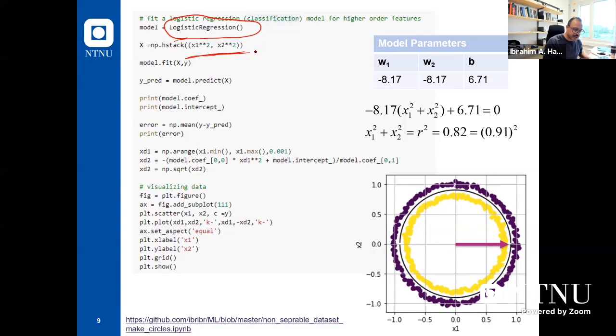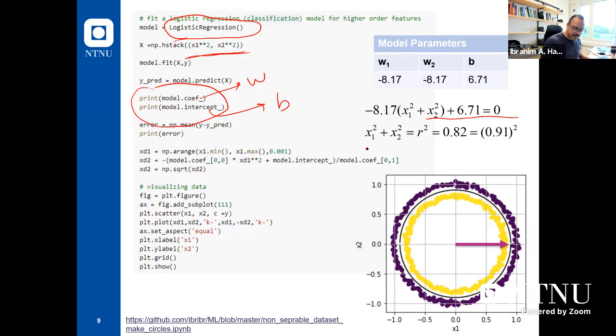We used x1 square and x2 square. I trained the model. We can print the coefficient. This one will give me the weight values. The intercept will give me the bias. So now we have omega 1 and omega 2. Omega 1 equals omega 2 equals this negative value. So finally, we have this equation.